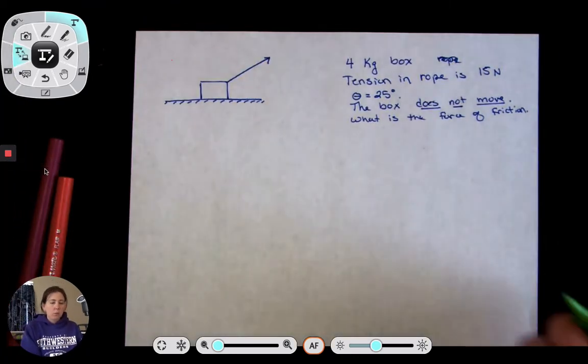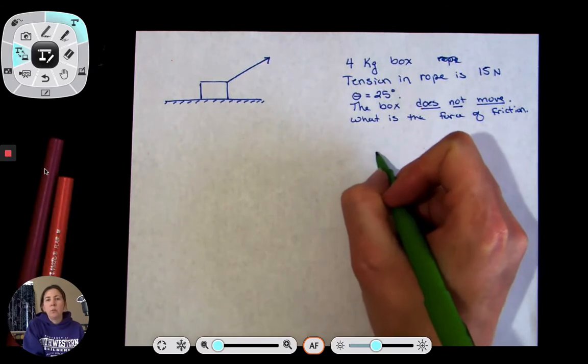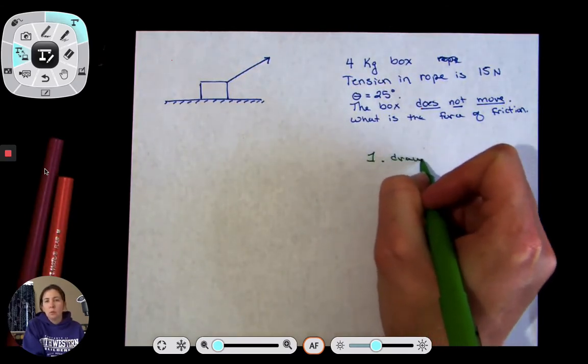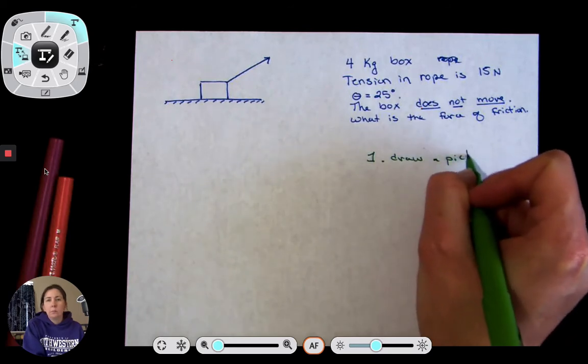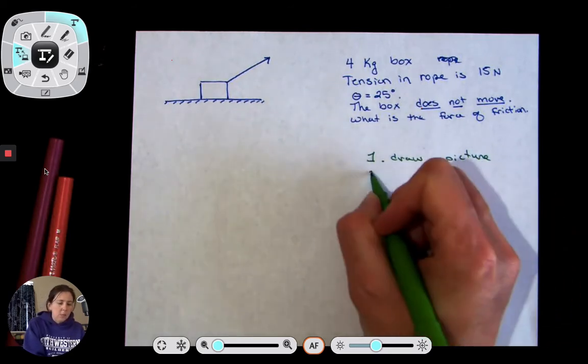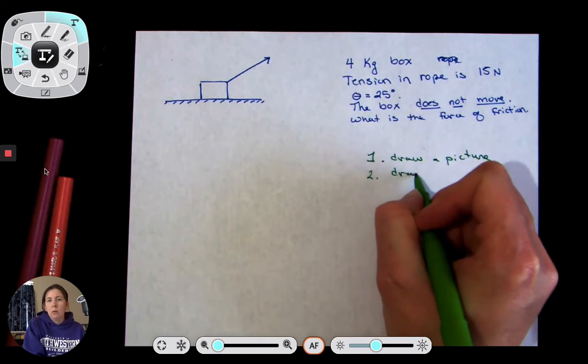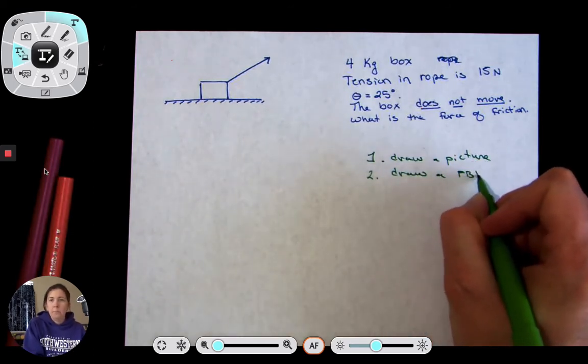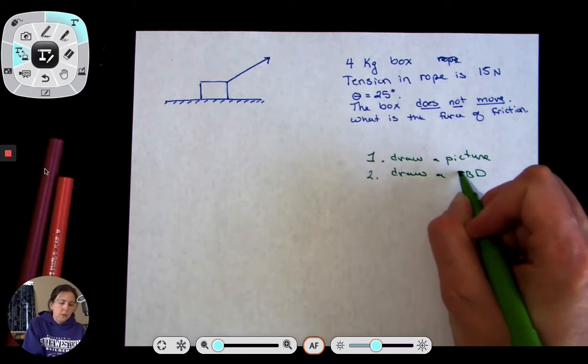So the first thing when you're solving a problem that involves forces is to draw a picture. And the second step is to draw a free body diagram or a force diagram. Okay, so let's go ahead and do that.